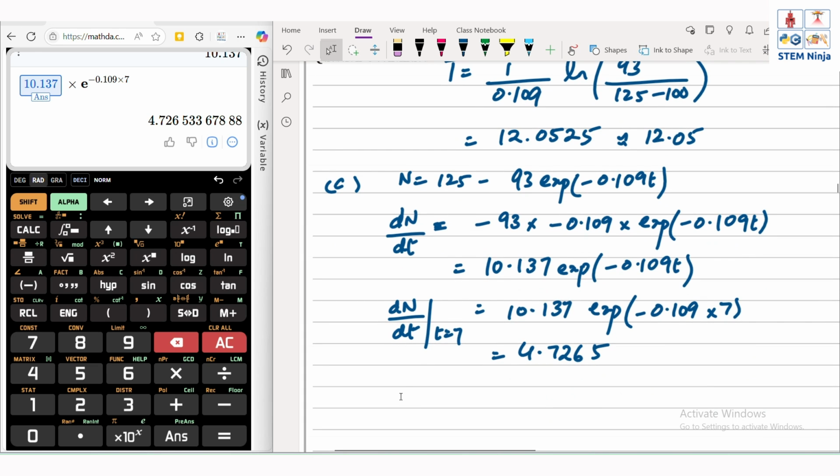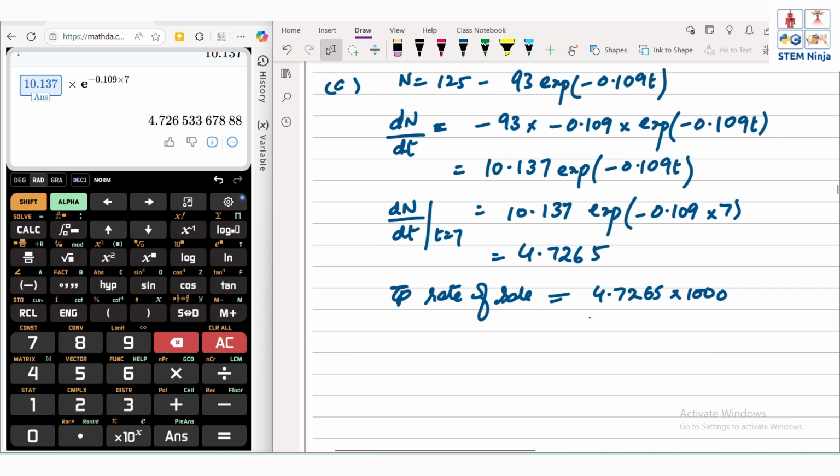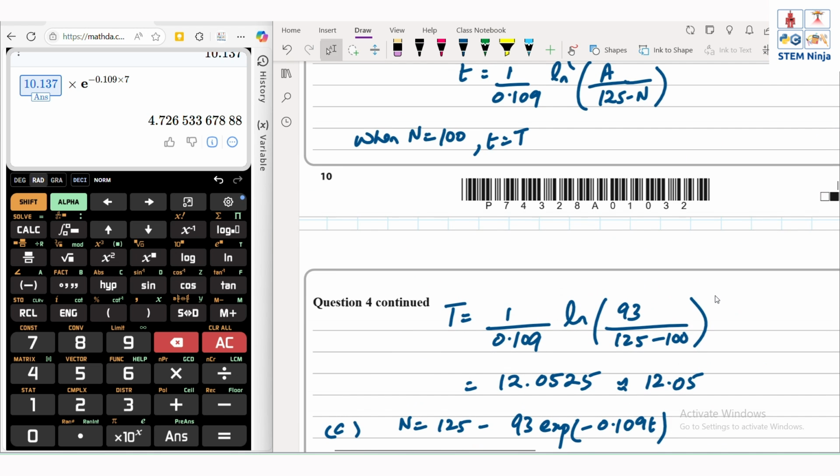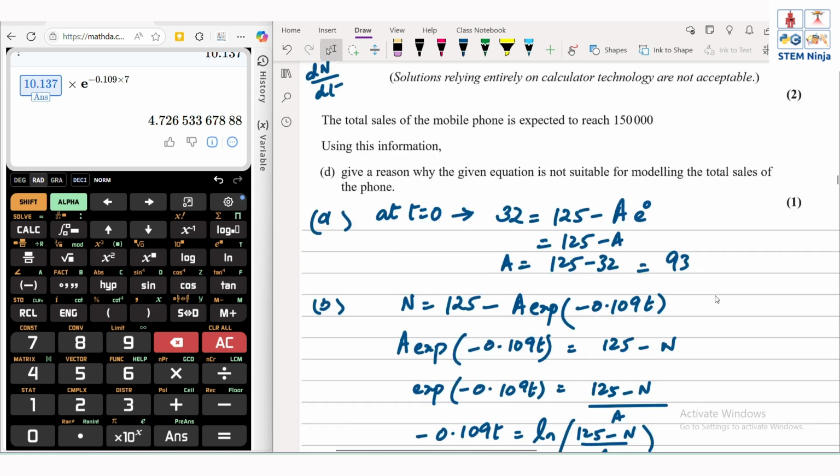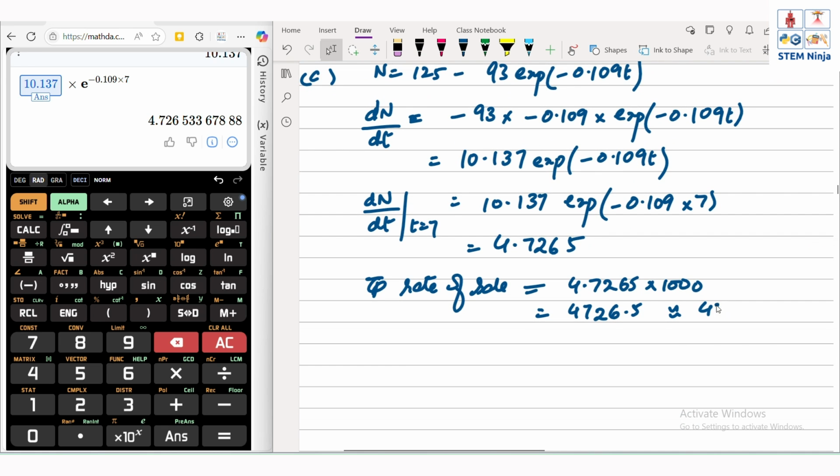So the rate of sale would be 4.7265 times 1000. So we get 4726.5, or approximately, have they given us any condition? Three significant figures. Okay, so then it's fine. So 4730.